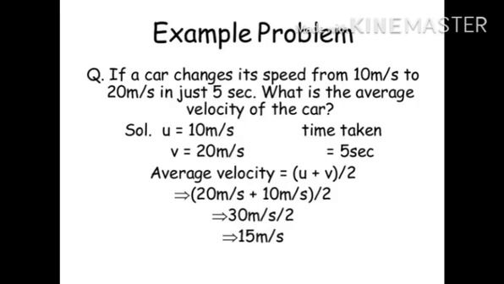Now the average velocity is equal to u plus v upon 2, means initial velocity plus final velocity upon 2. So the initial velocity is 10 and the final velocity is 20 meter per second. So 10 plus 20 upon 2, that is 30 upon 2, which is equal to 15 meter per second. So the average velocity of the car is 15 meter per second.